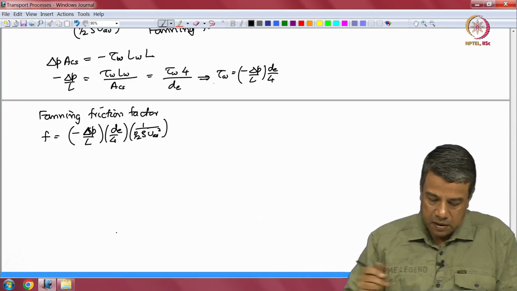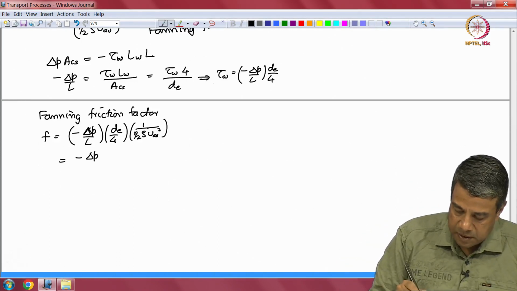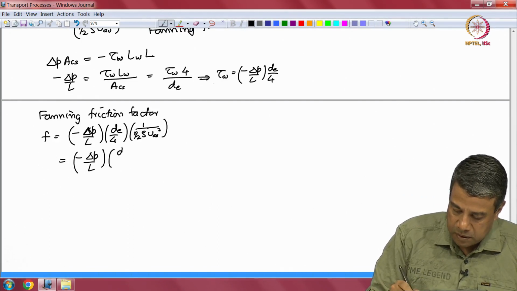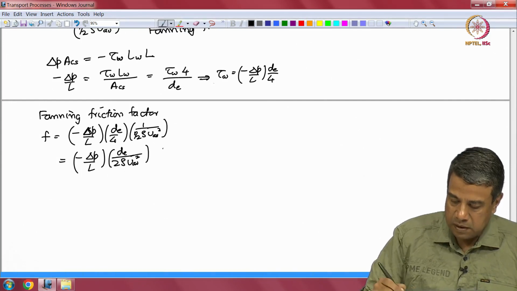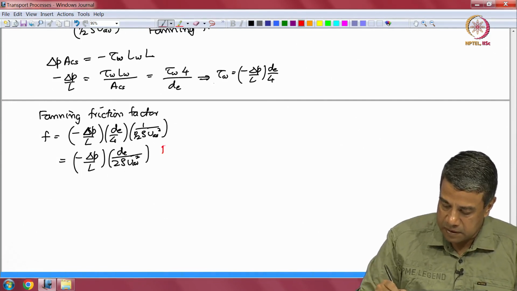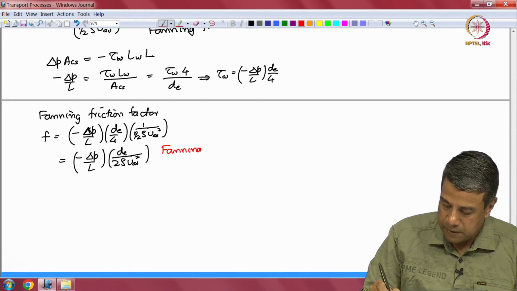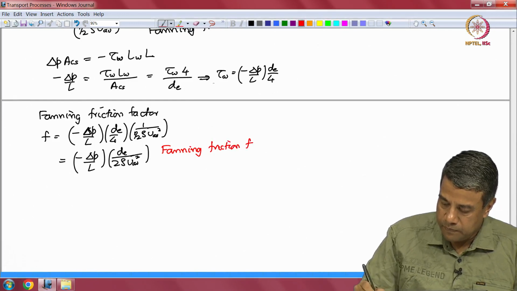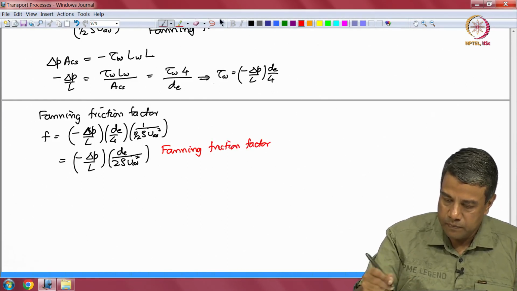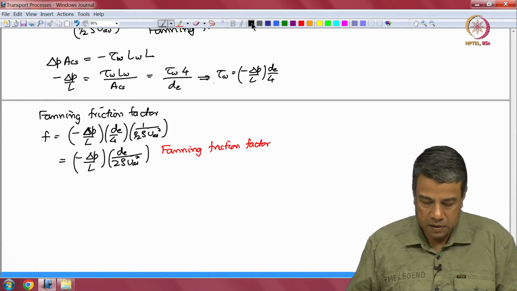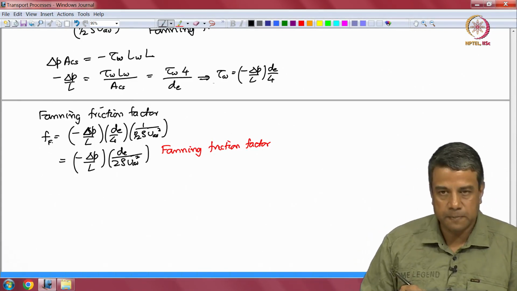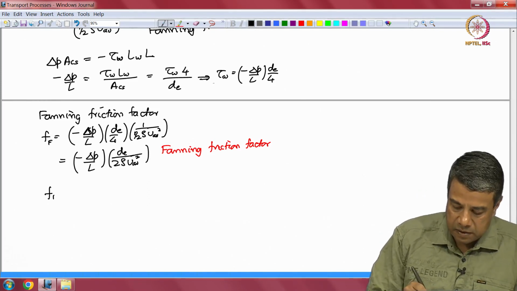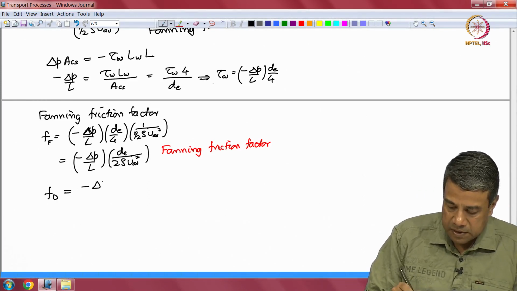So, I can also write this as minus delta P by L into dE by 2 rho V average square. Note that I have written this as the fanning friction factor, FF. There is an alternative definition called the Darcy friction factor, which is defined as just 4 times the fanning friction factor.